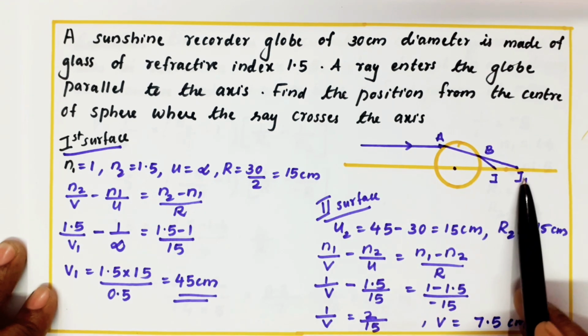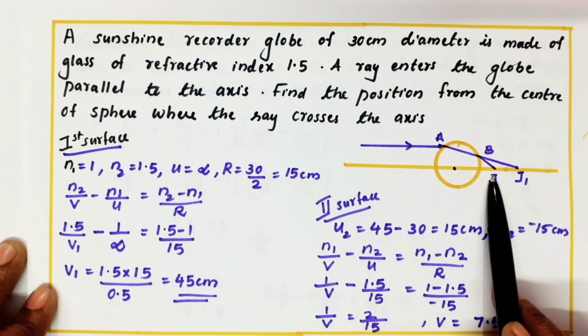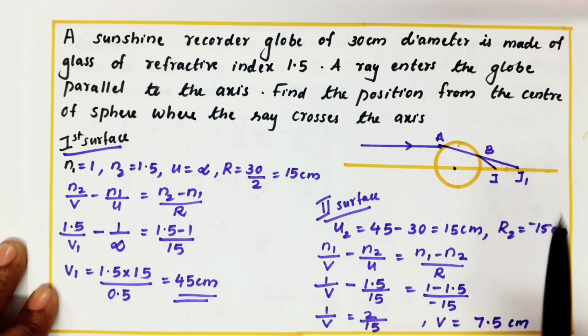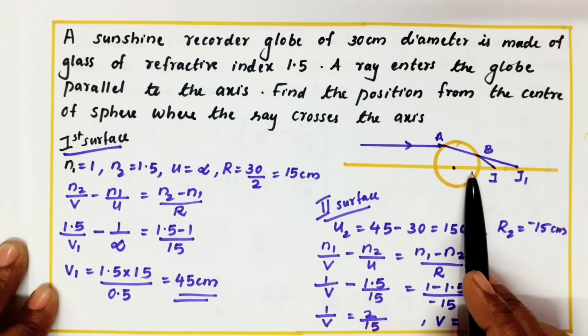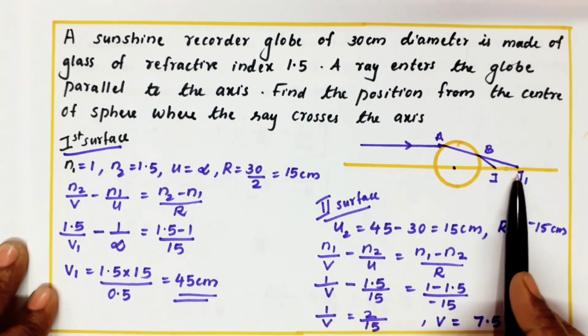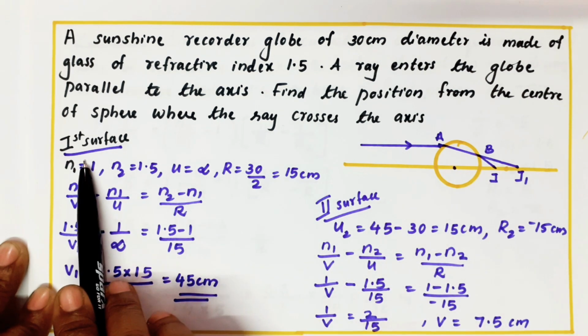That image acts as an object for the second refracting surface, and we should get the final image. So you should have that idea, refraction. Here there are two refracting surfaces. With the first refracting surface I should get an image. So that is the first one I am doing.